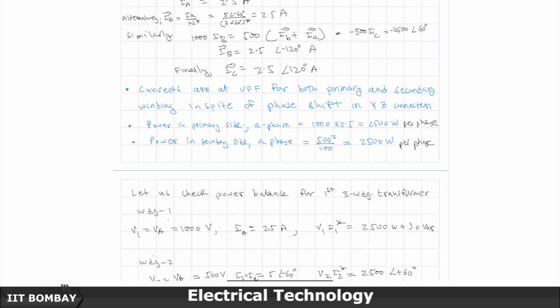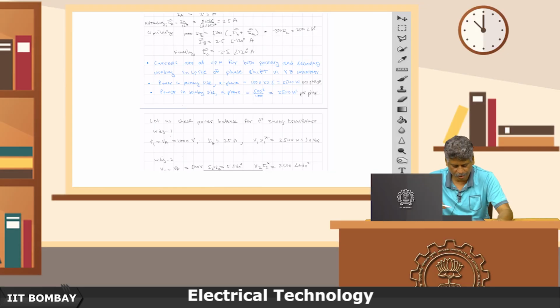So, IA is 2.5 angle 0, IB is 2.5 angle minus 120, and similarly IC will turn out to be 2.5 angle 120 degrees. So, we are done with the calculation of voltages and currents. We will look at power next, but most of the hard work has already been done and it was not that complicated.